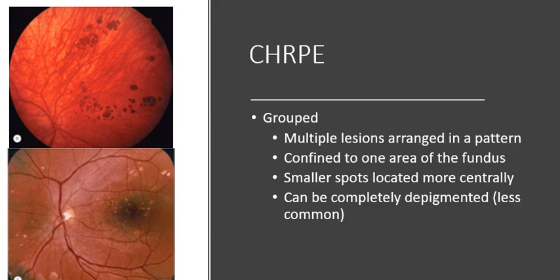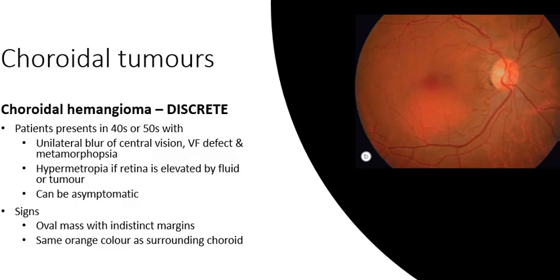So smaller spots tend to be located more centrally, and as I said, they can be depigmented completely, but this is less common. You're more likely to see these bear track pigmentation CHRPEs if they're in a group.